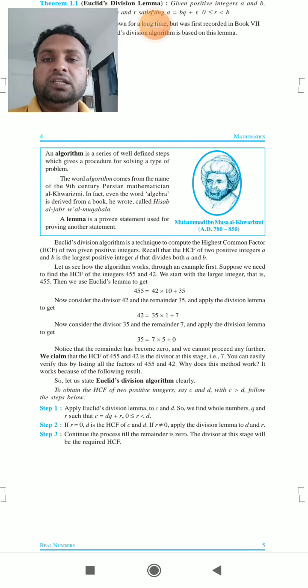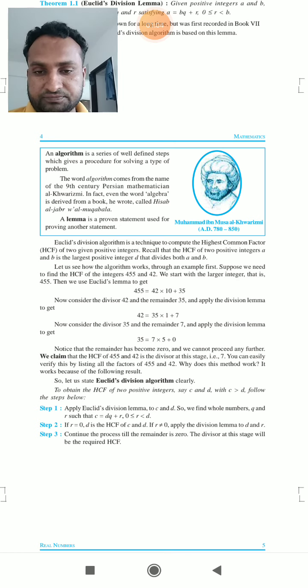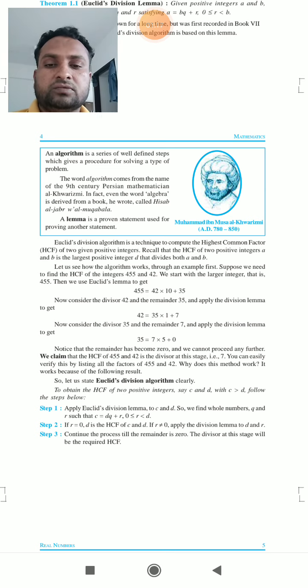The formula of the Euclid's division algorithm is a = bq + r, where b is greater than r, and r is greater than or equal to 0. It means that the dividend is equal to the divisor into quotient plus a remainder. By using the Euclid's division algorithm, you have to find the HCF and the LCM.